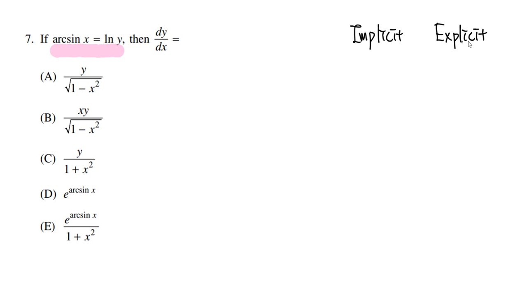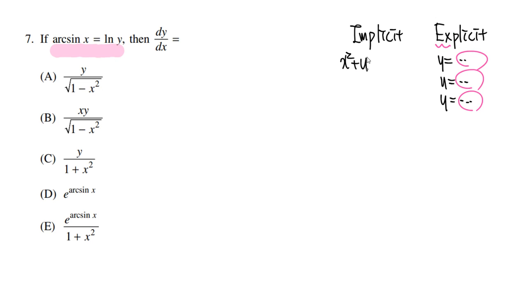Explicit function means explicit. It has the form like this: y equals something, y equals something, y equals something. That's almost every function we're familiar with. Those are our explicit functions. But an implicit function is quite different from this one.